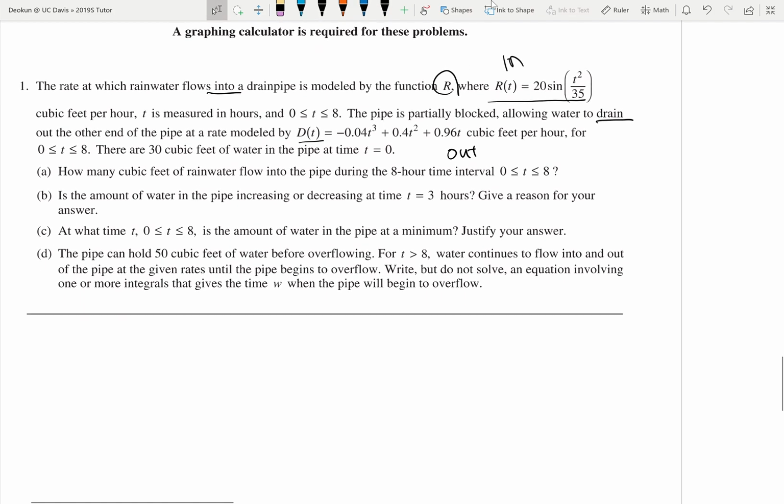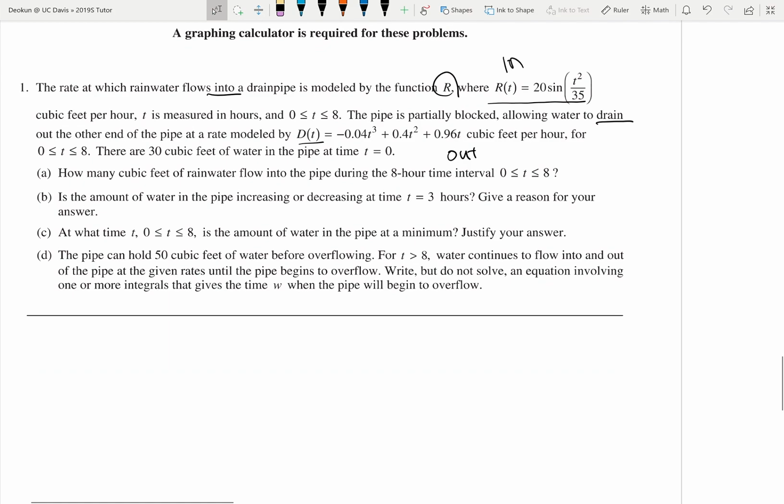So A, how many cubic feet of rainwater flow into the pipe? We don't really care about D here. On the interval 0 to 8, all you have to do is use your calculator: integral from 0 to 8 of R(t) dt, and you will get 76.570. You might wonder how many decimals you need. I recommend going up to the ten-thousandths place, so 3 decimals after the decimal point.